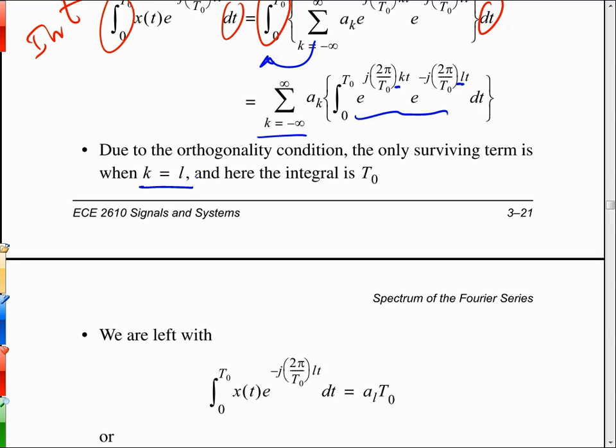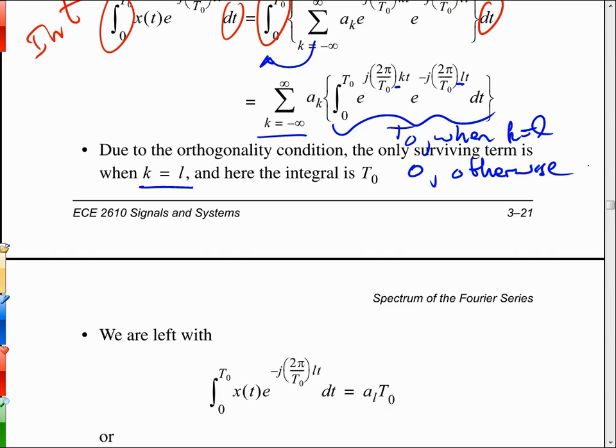So when that happens, we hit, so to speak, something where we get a non-zero value. So we're going to get, out of this integral, T naught when k is equal to L, 0 otherwise. And so the value that hits out of that sum is just going to be, if I carry this down, a sub L times T naught, which actually I wrote out down here. So the only value that hits is when k is equal to L. All the rest of the values go away because of that orthogonality.